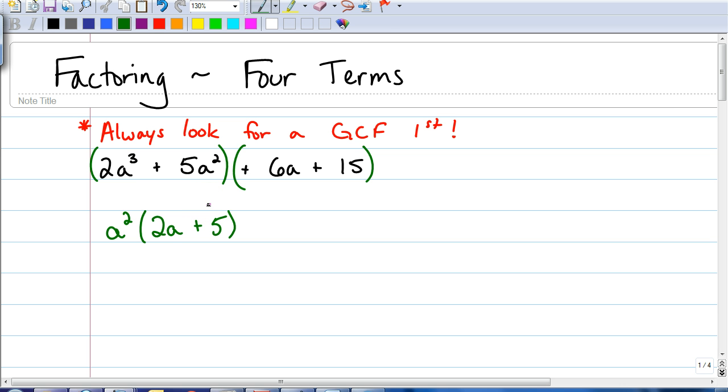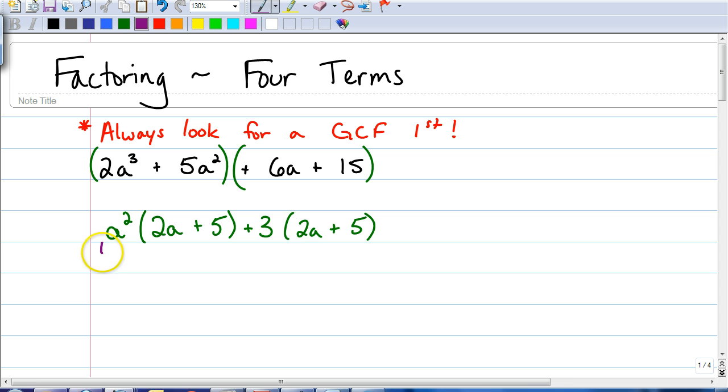But now let's look at the next set of terms here. We want to look for a greatest common factor between these 2, but the way we set it up, you want to be very careful. So I see that I can factor out a 3. Each of these have a 3 as their common factor. But it's going to be a positive 3, so I want to write that as plus 3. That plus is very important. You'll see why in a minute. So now 6 divided by 3 is 2, so that'd be 2a. 15 divided by 3 is 5, so that would be 5.